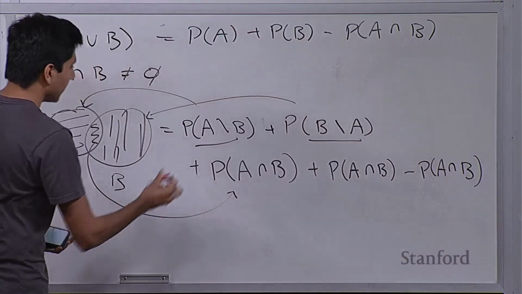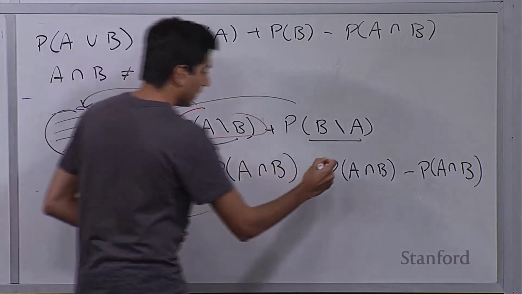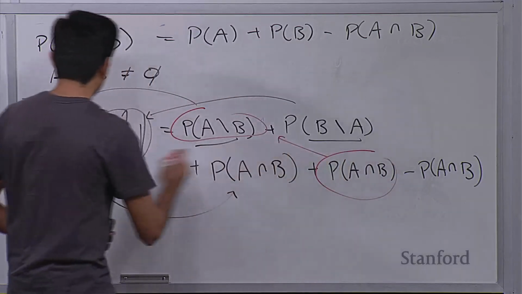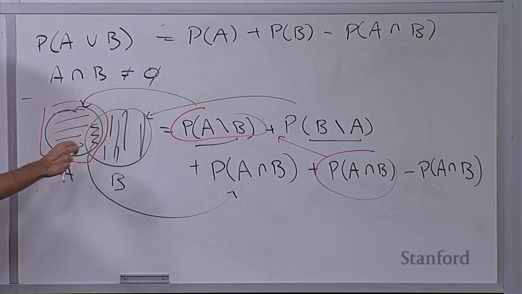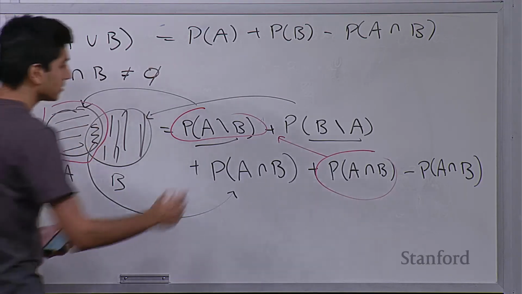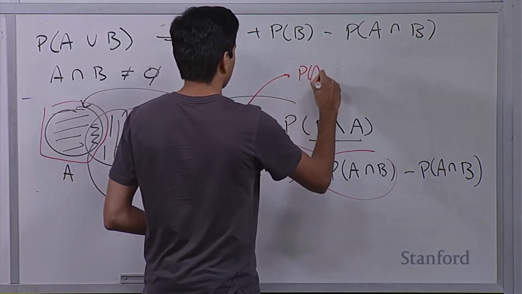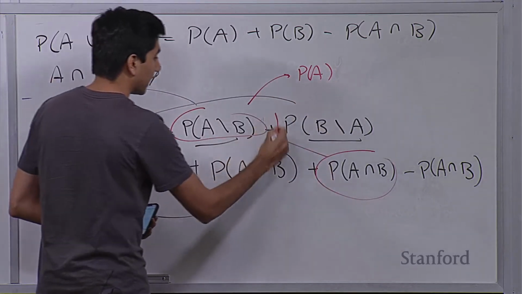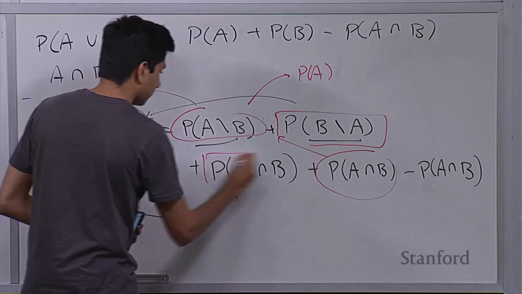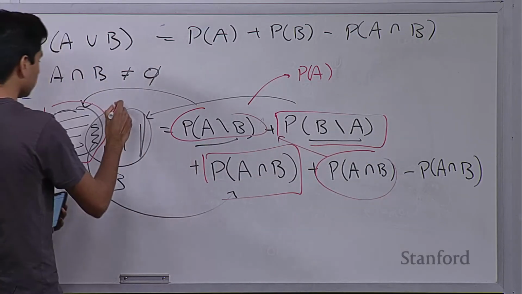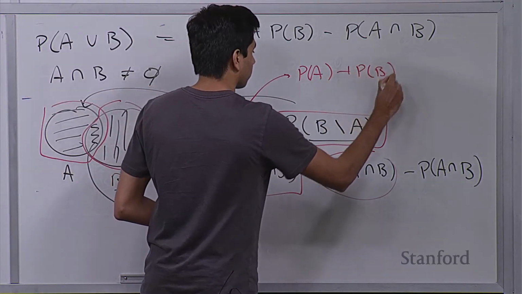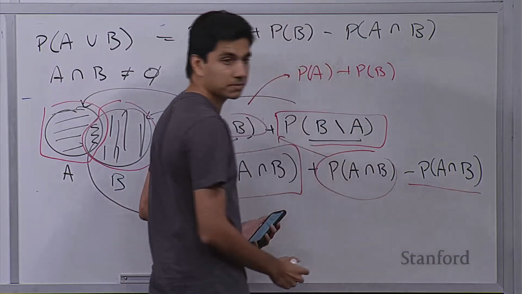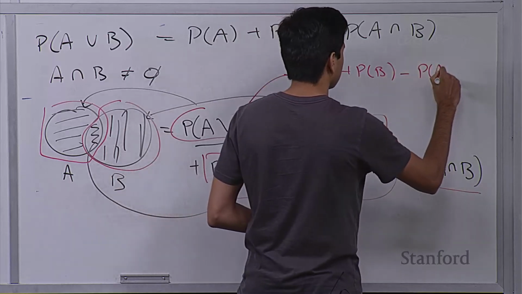If you take A without B and add A and B, that gives you all of A, right? If you take this whole thing and you add the intersection of A and B to A without B, you get all of A. So this gives us P of A. The same thing is true for B without A and A and B. If you take these two, that gives you this whole thing, and that gives you P of B. And then finally, you have this last term, minus P of A intersection B, and that remains.